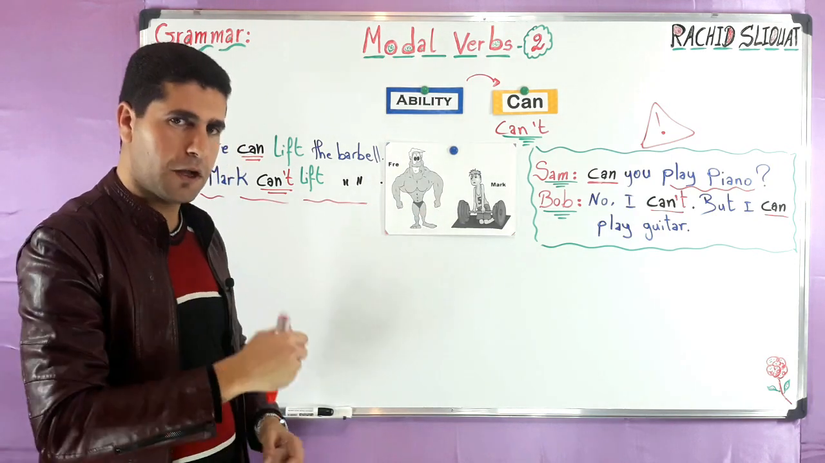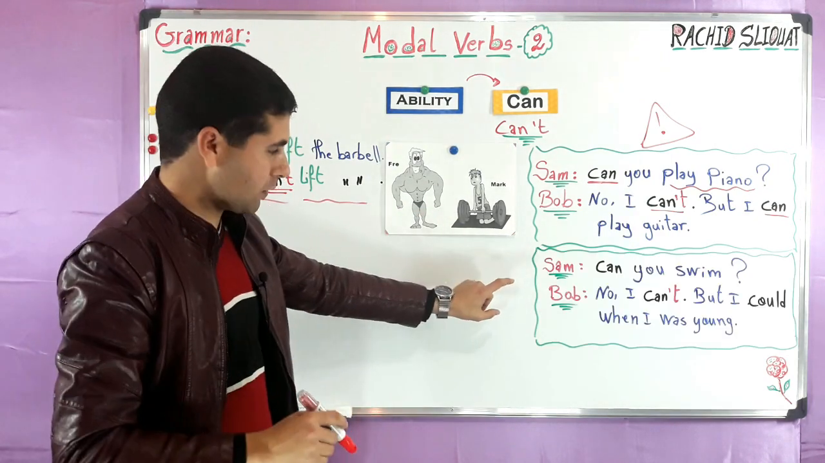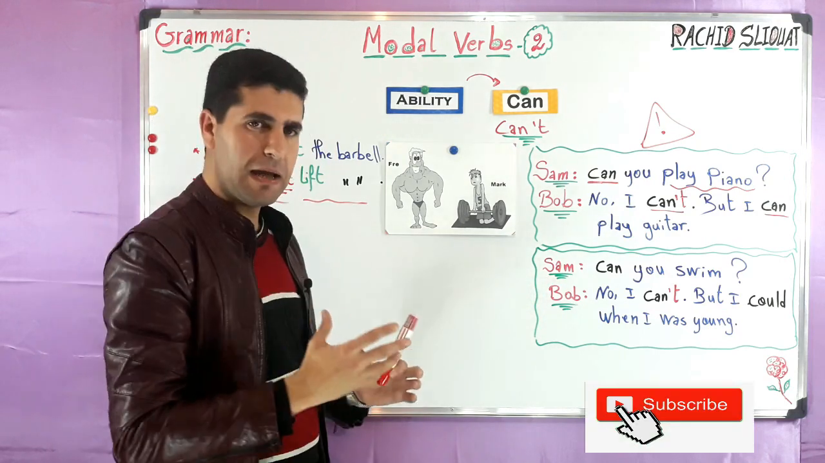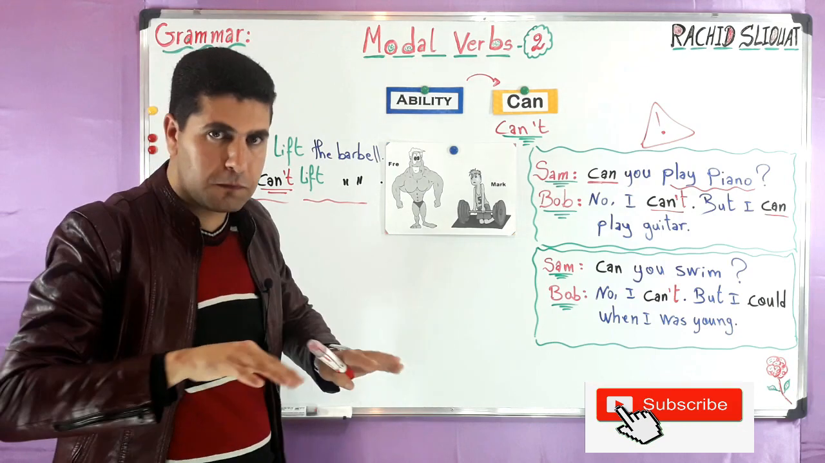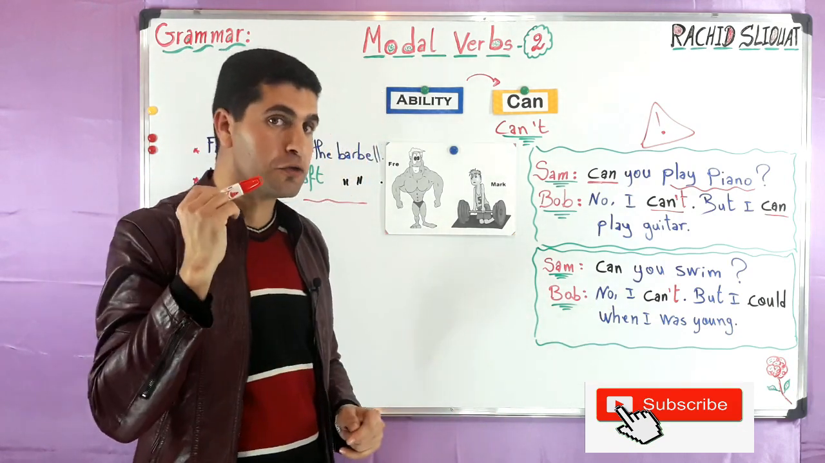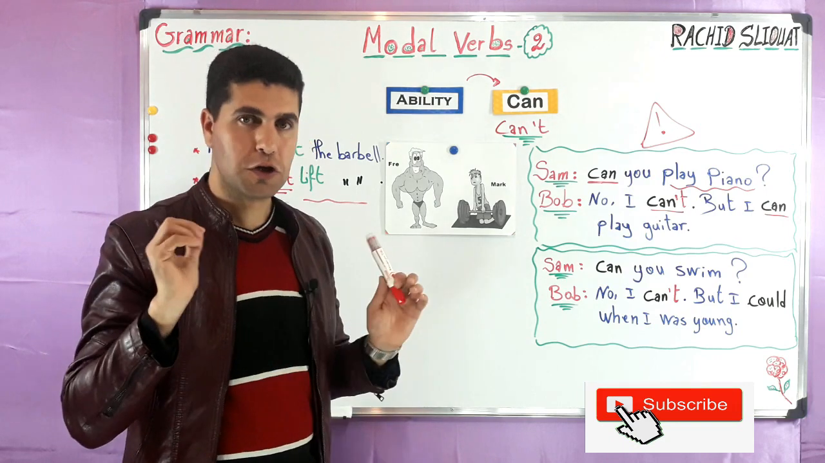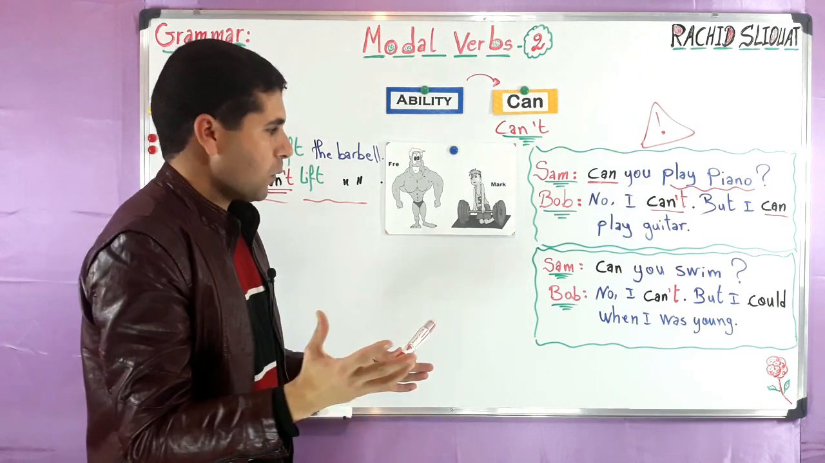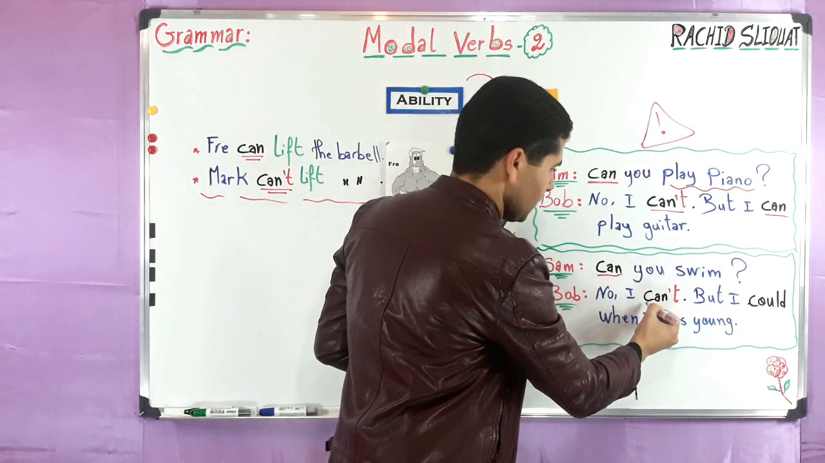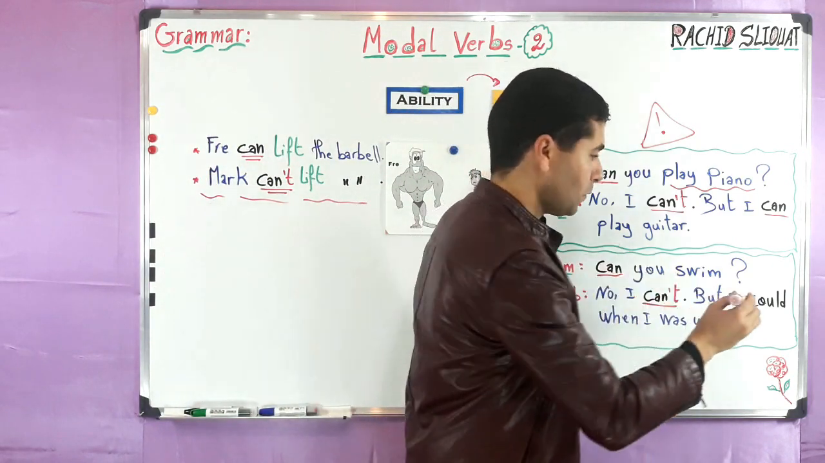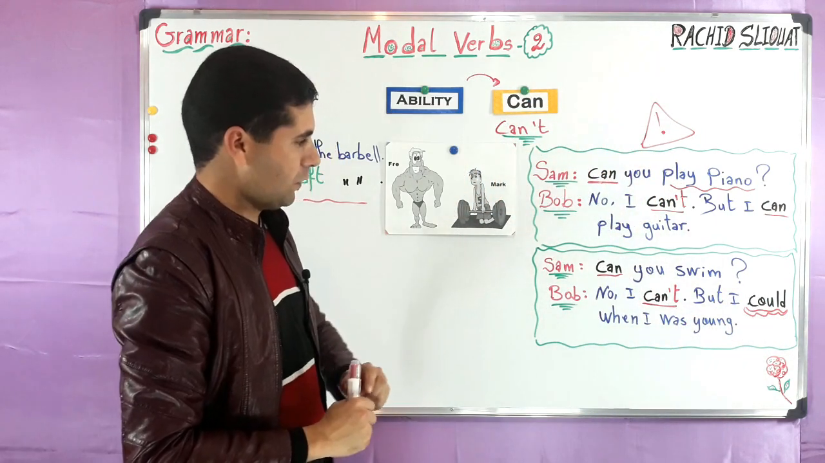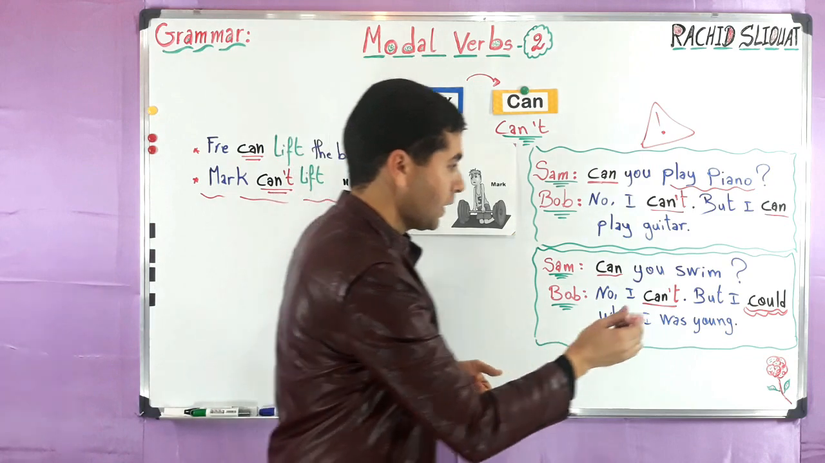All right, now let's see another short dialogue again between Sam and Bob. Sam: Can you swim? Bob: No, I can't, but I could when I was young. So here, what are the modal verbs we are concerned with? Very simply, we have can and can't, as well as could, okay? Here we have could.